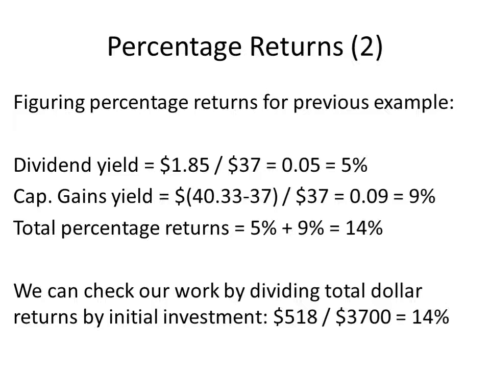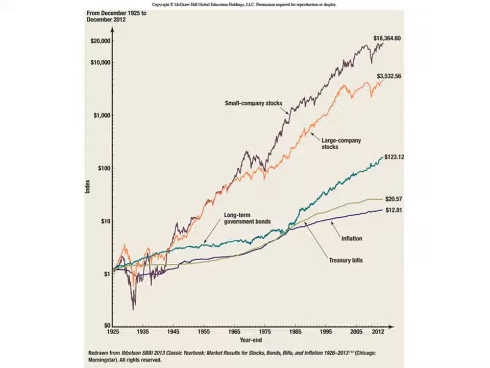Now, let's check our work by dividing that total dollar return that we had earlier of 518 by the initial investment of $3,700, and lo and behold, it comes out to be 14%, so our math was correct. Let's take a look at some returns for different kinds of assets in the real world.